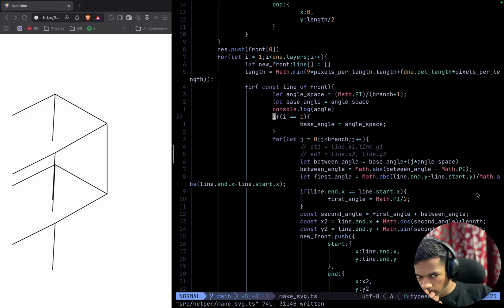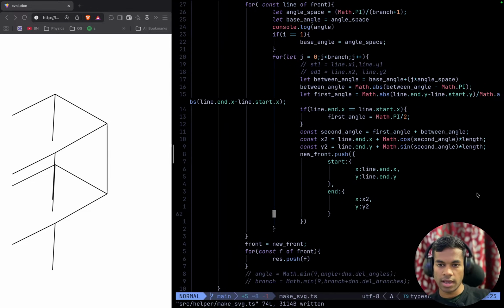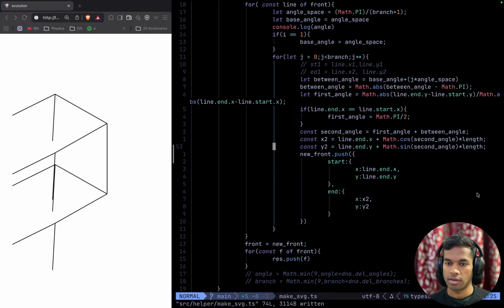Okay, okay, this is kind of wrong. Angle space. Okay, our formula for calculating the next place where the line should be seems to be wrong. X2 line dot end plus cos and sine.